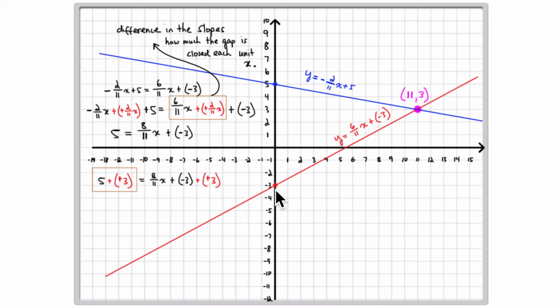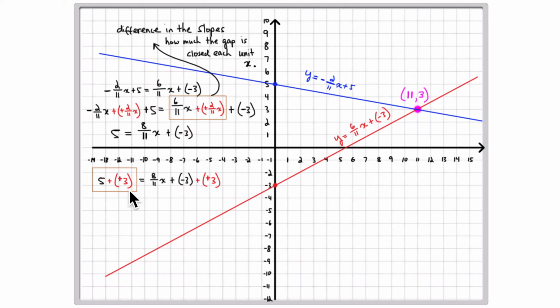It's 5 minus a -3. Let's subtract a negative. That's the same as adding a positive. So now I'm going to add the additive inverse: 5 plus a +3. And over here, this is a -3 plus a +3 to get rid of that. So right here, this is the difference in the y-intercepts.